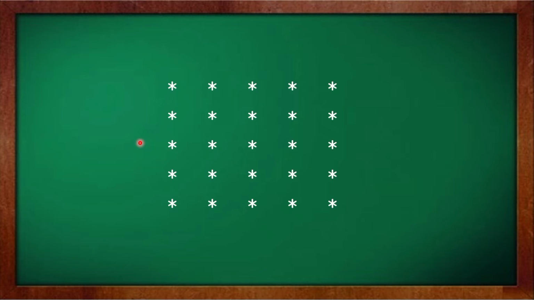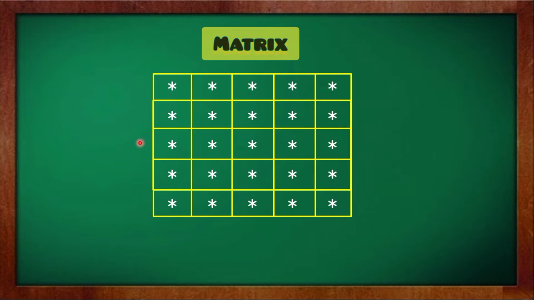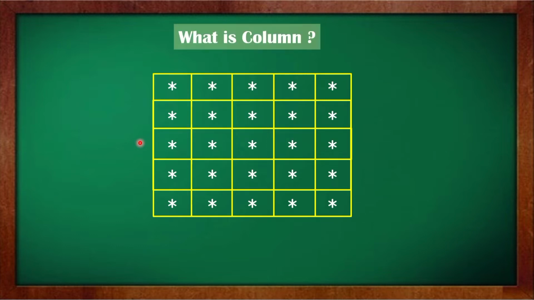So, what is a matrix? A matrix is a rectangular array or table of numbers, symbols, or expressions arranged in rows and columns. So, what is a column in a matrix? Columns are in vertical position like this, whereas rows are in horizontal position like this.